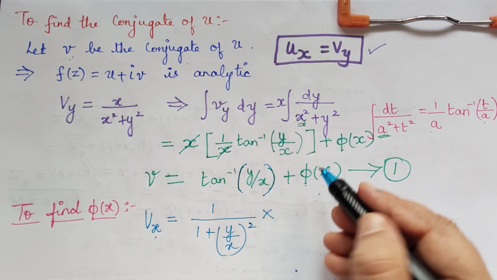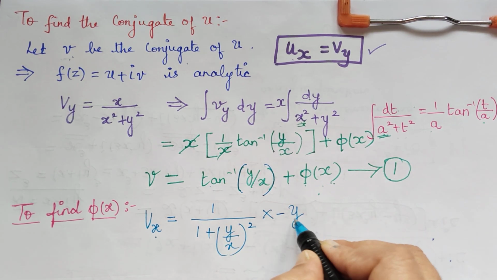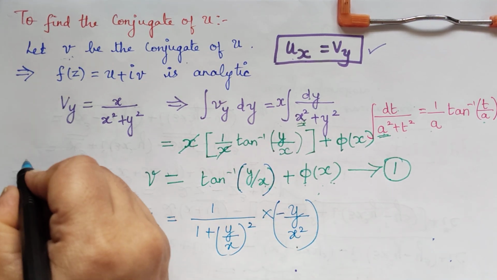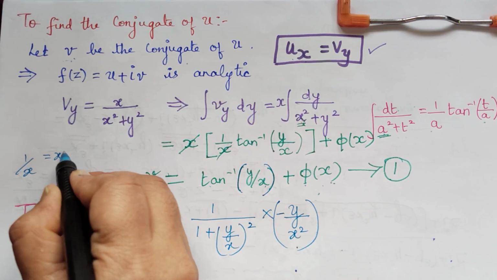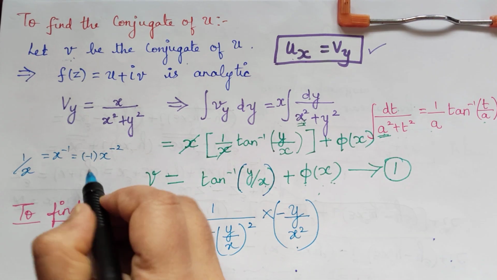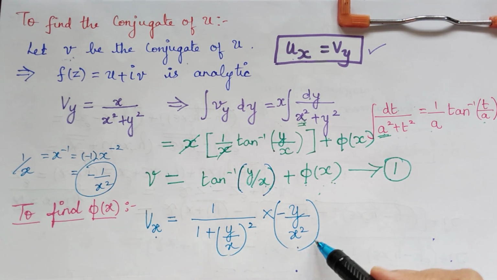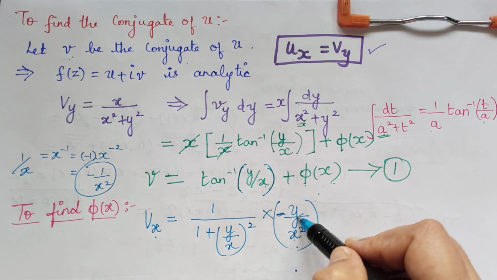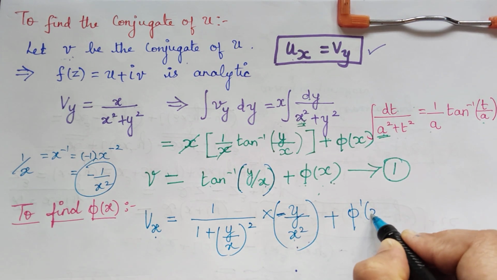And y will be constant, so it will come as it is, and the differentiation of 1 by x is minus 1 by x square. We have written that because on differentiating x to the power minus 1, it will be minus 1 times x to the power minus 2, and so it will be minus 1 by x square. So I have written here minus 1 by x square, and y is a constant which has come as it is, plus we have to differentiate phi of x, so it will be phi dash of x.